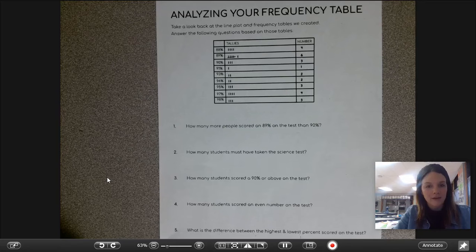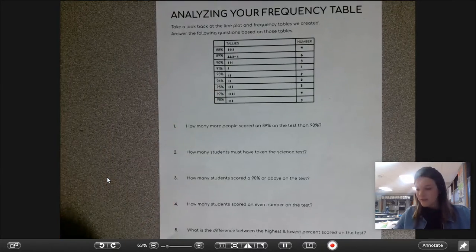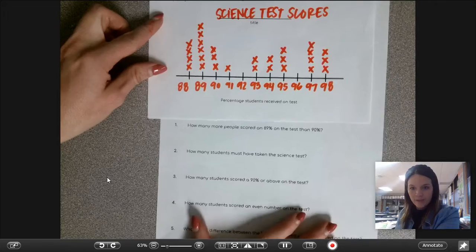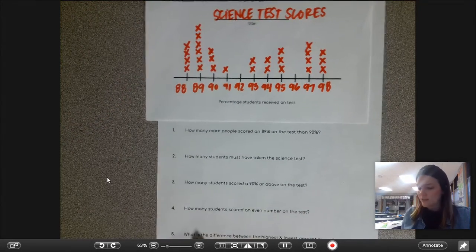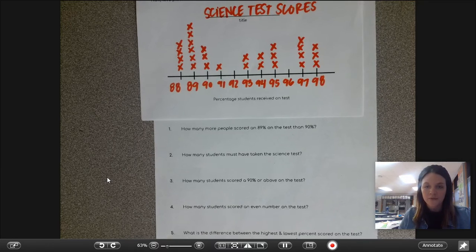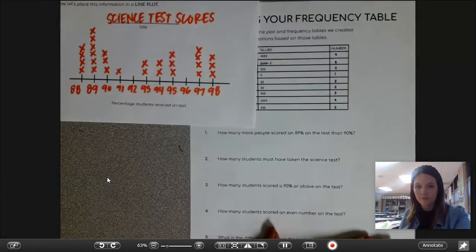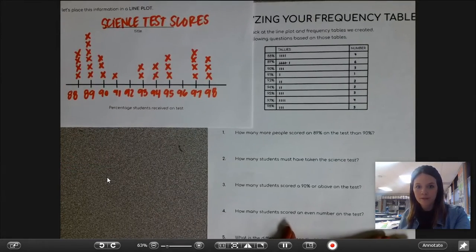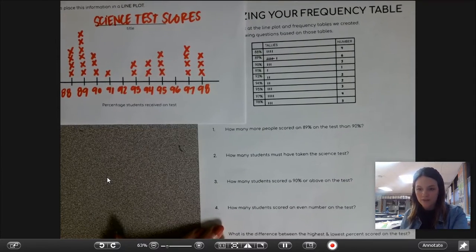Yesterday, we made a frequency table, and then with our frequency table, we turned it into a line plot. So here is the table that we created, and here is the line plot that we created. Using these, we are going to be answering a few questions. If you drew these out yesterday, you can use your own examples, or I will make sure that you can see both of them here. So using these, we're going to answer these next 5 questions.